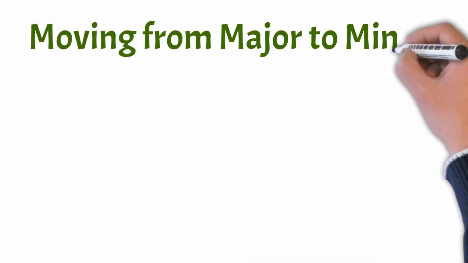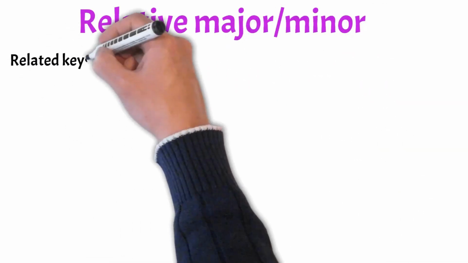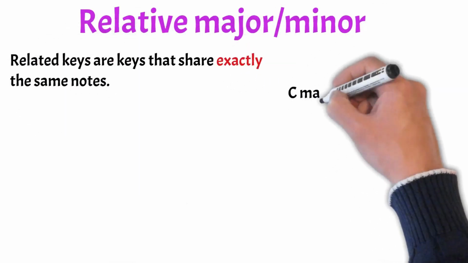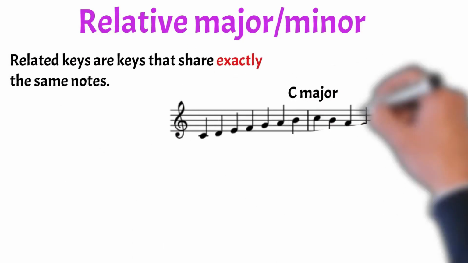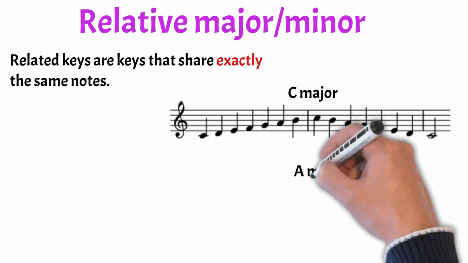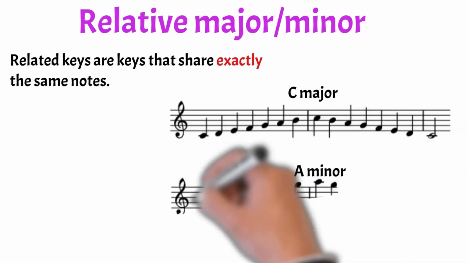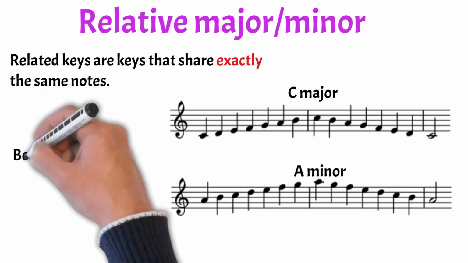What makes this piece so effective is moving from major to minor, but it does so in a very smooth way. This is because it uses the relative major and minor keys. What are relative keys? Well, relative keys are keys that share exactly the same musical notes. For example, C major and A minor.